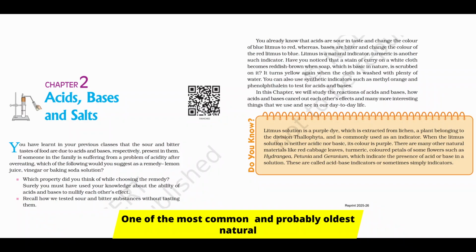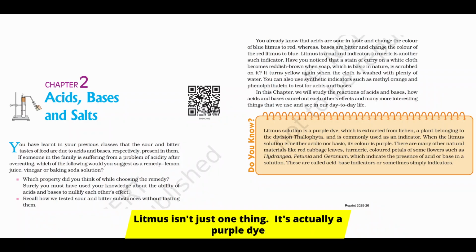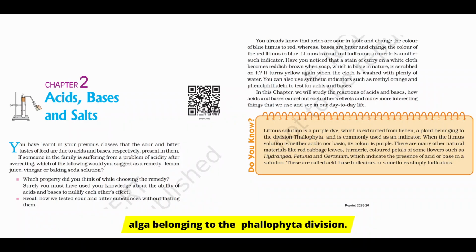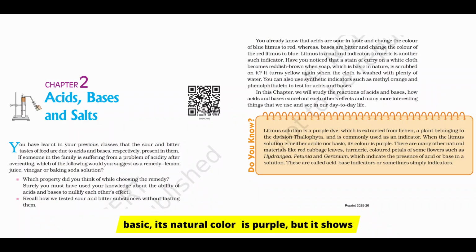One of the most common and probably oldest natural indicators used widely in labs is litmus. Litmus isn't just one thing. It's actually a purple dye extracted from lichen. Lichen itself is fascinating, a symbiotic partnership between a fungus and an alga belonging to the thallophyta division. When litmus solution is neutral, so neither acidic nor basic, its natural color is purple.